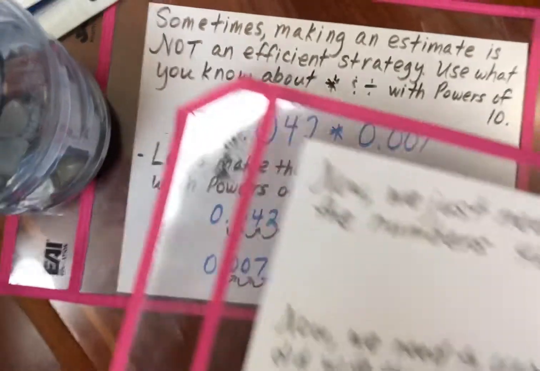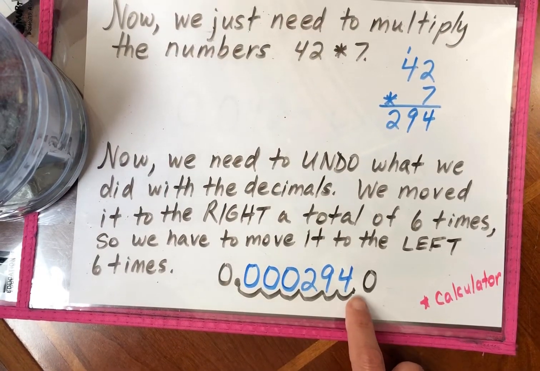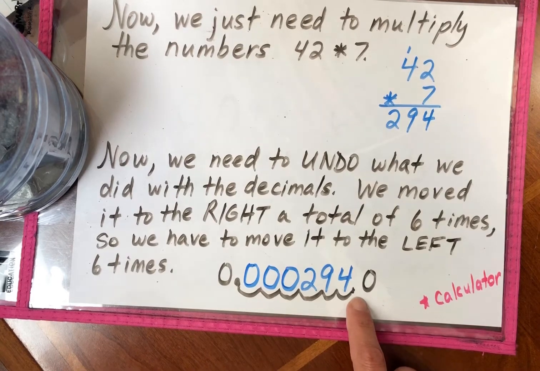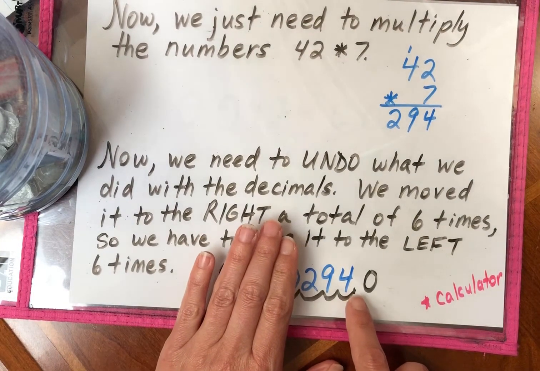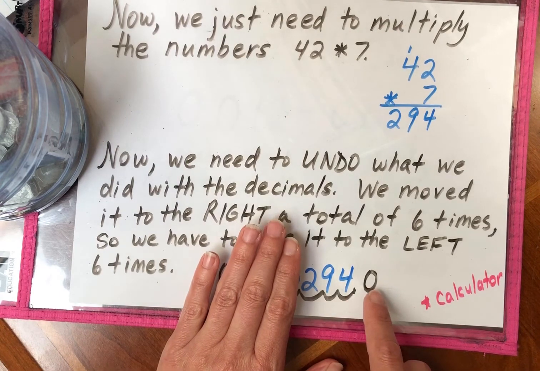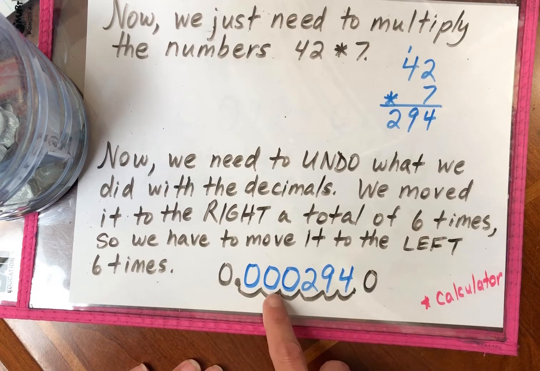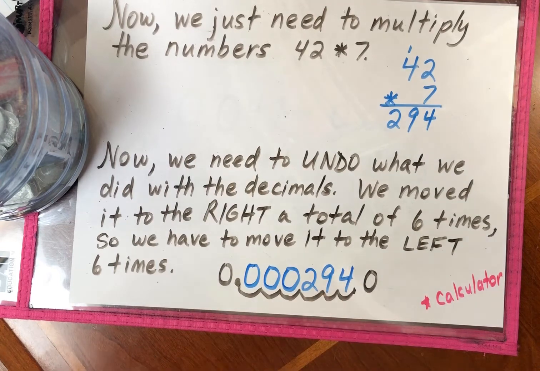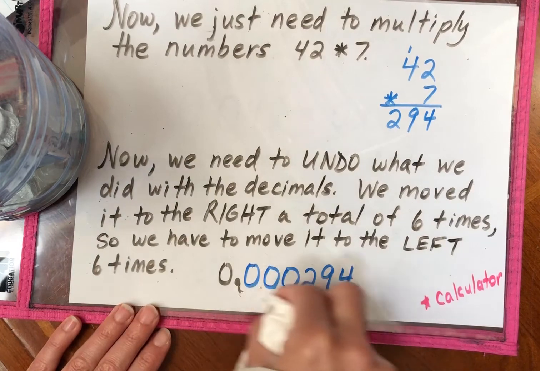So now, with our answer of 294, there would be a decimal here and a 0, an implied decimal, because you wouldn't really put a decimal after the whole number 294. But if we put one here and put a 0, and we move to the left 6 times to undo the multiplication, our new answer would be 0.000294. Then we would erase this 0, and we would erase all these little loops that we made.